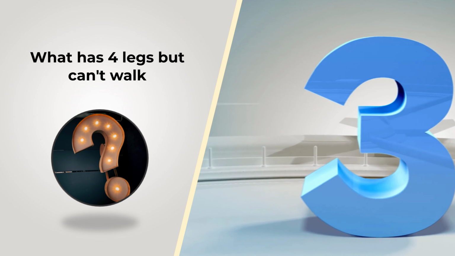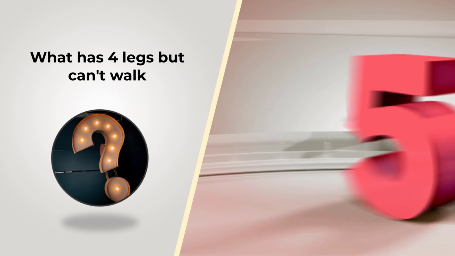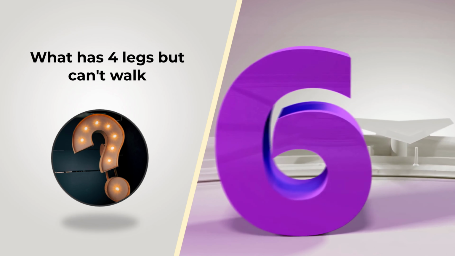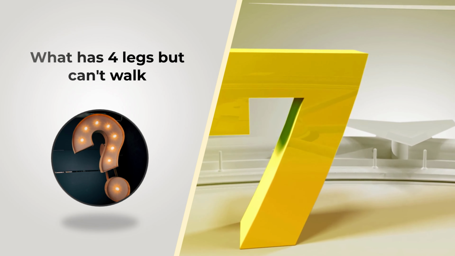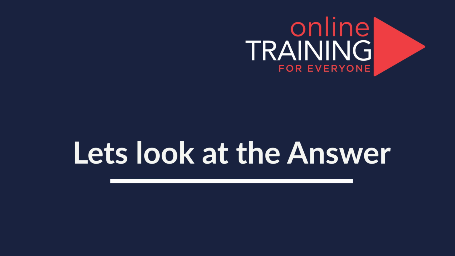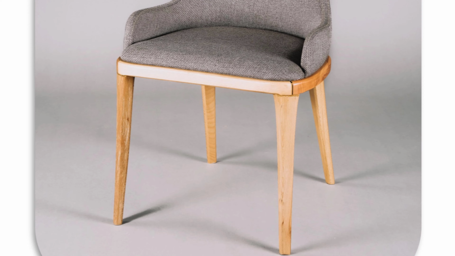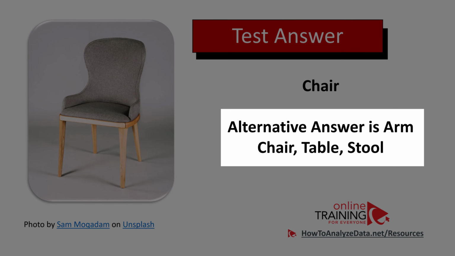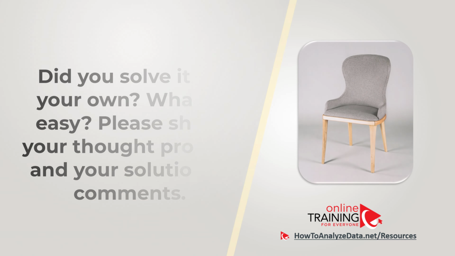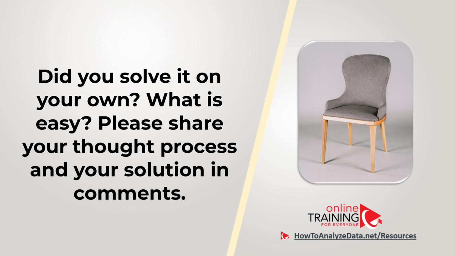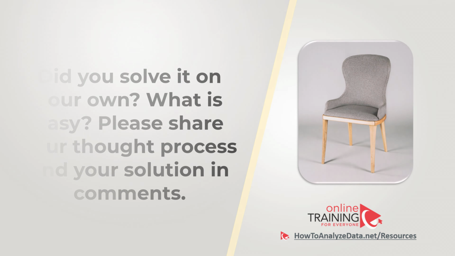Do you think you found the answer? Let me give you a quick hint. Think out of the box and think of not necessarily something that walks. Did you figure it out? Let's continue to see how we can solve this challenge and get to the correct solution together. As you might have figured, the answer is chair, and the alternative answer could be armchair, table, or stool. Hopefully you figured it out on your own and now know how to answer similar problems on the test.